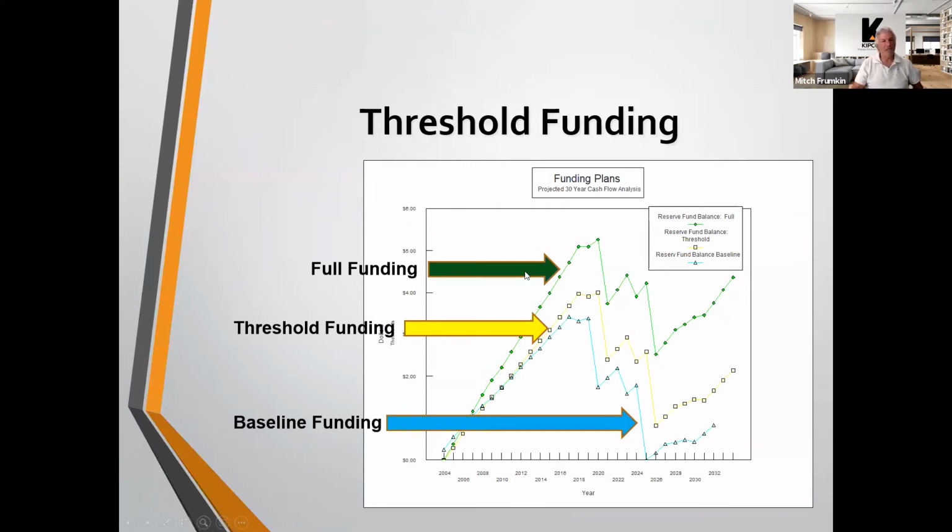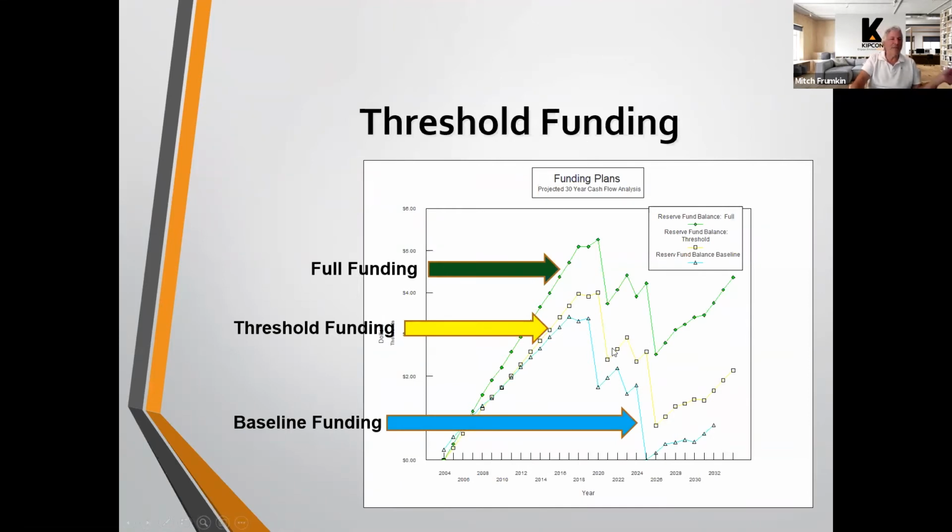Top line, full funding, means taking the roof, 100,000 divided by 10 is $10,000 a year. You take every one of your components and you figure out how much you need fully for every one of them and add it together. It's also called the component method, because each individual component is standing on its own and you're adding them all together. What's the problem with full funding?